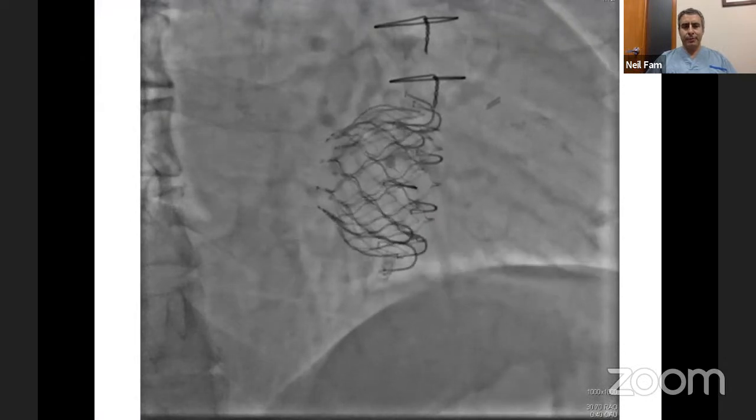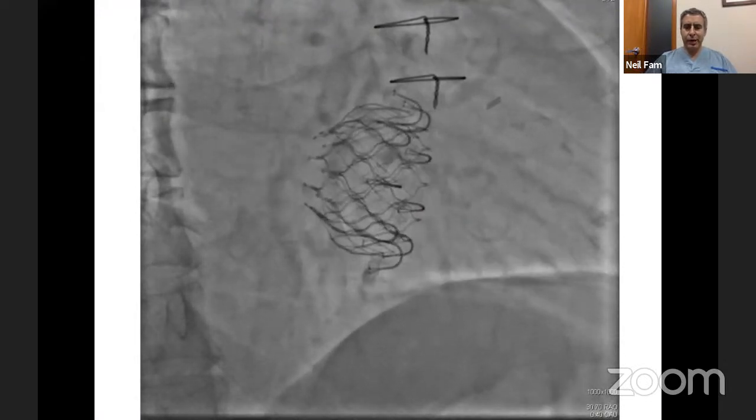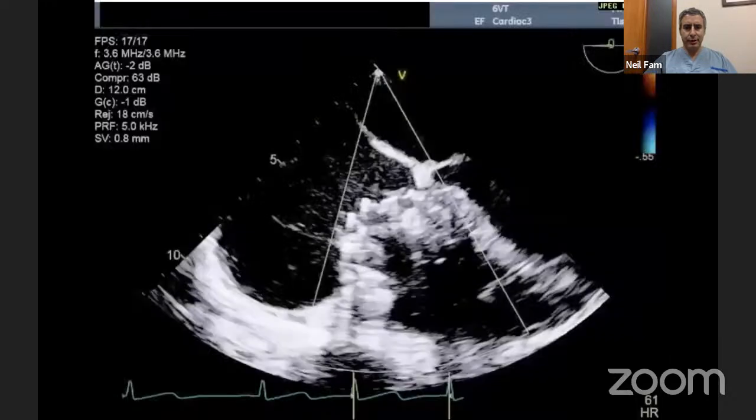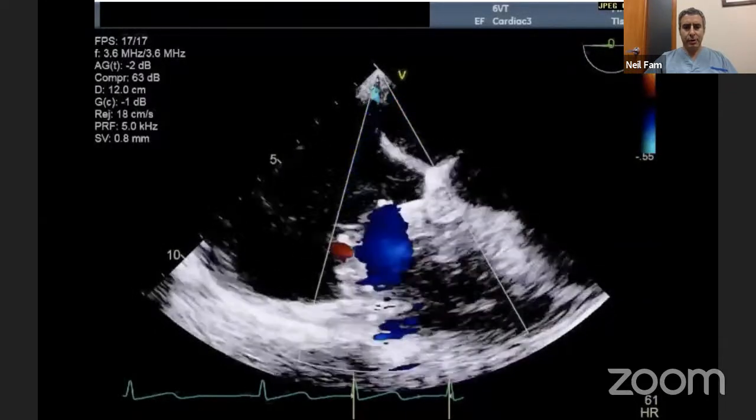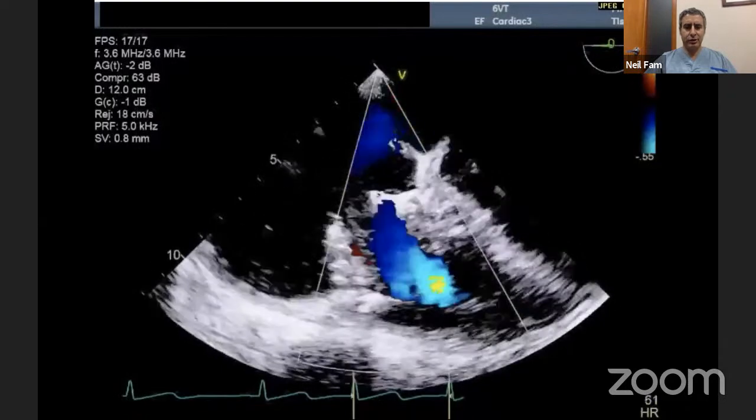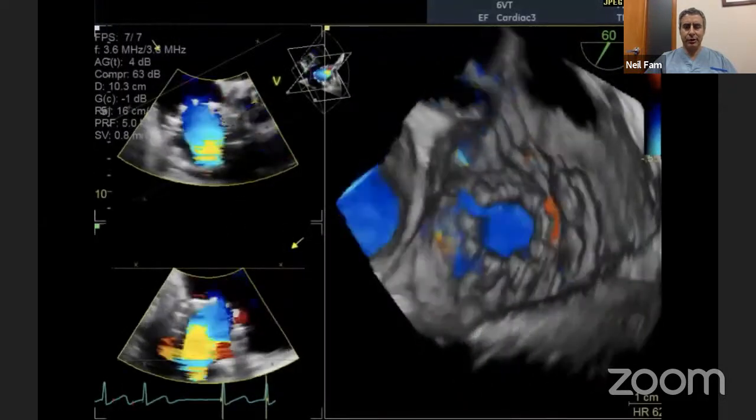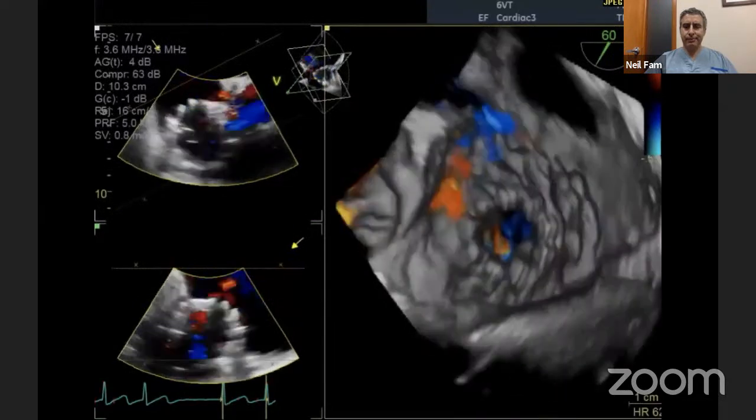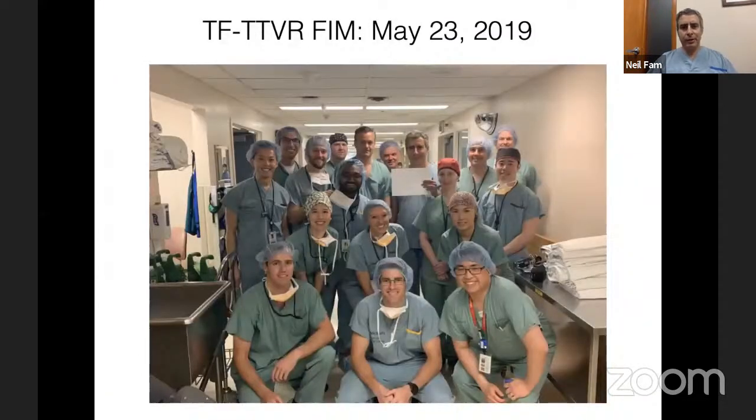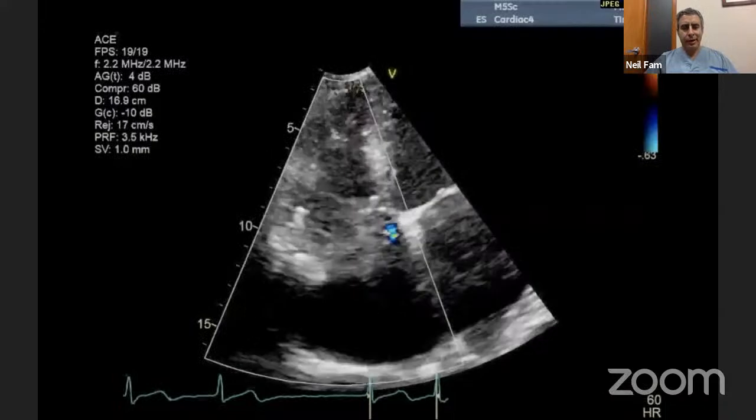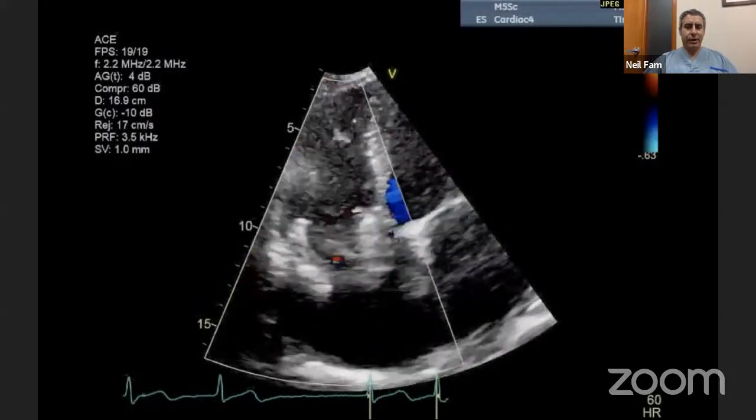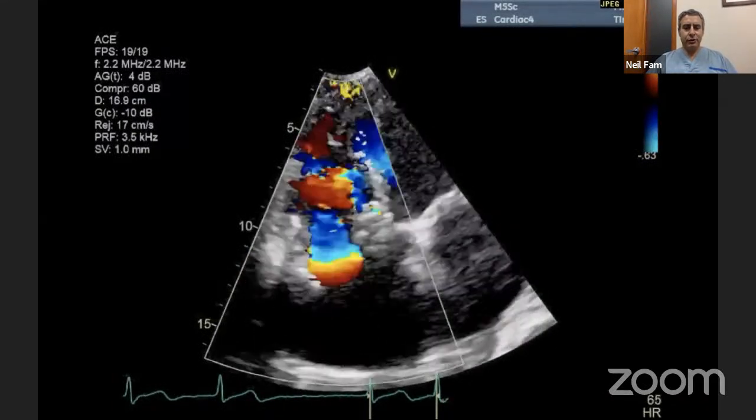So the first procedure went quite well. Here's the valve deployed. Procedure time was less than 2 hours, and the response was quite gratifying. He had just trace PVL in the anteroseptal commissure, and obviously it went well because everyone's smiling at the end of the procedure, and you'll recognize Edwin Ho there on the left, and John Webb hiding in the back. So this patient's now had 2 years of follow-up. Valve function remains excellent. He continues to do well.